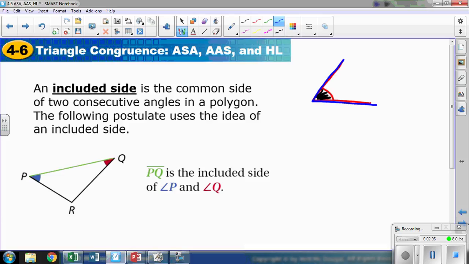Well, an included side then is created by a pair of angles. You could think of it then, if you've got your pair of angles, the included side is the one that's in between them. That would be here, PQ is in between these ones. Having the included side will, of course, be a component for one of our checklists.